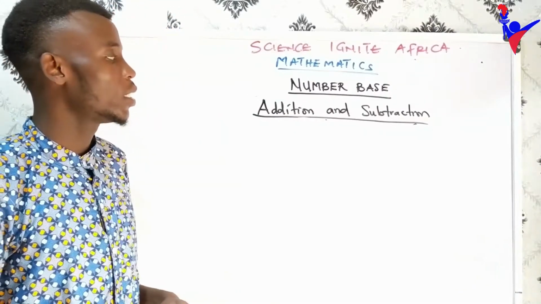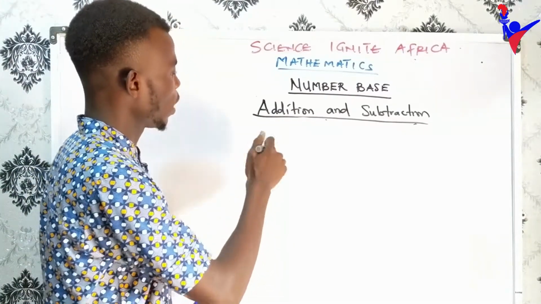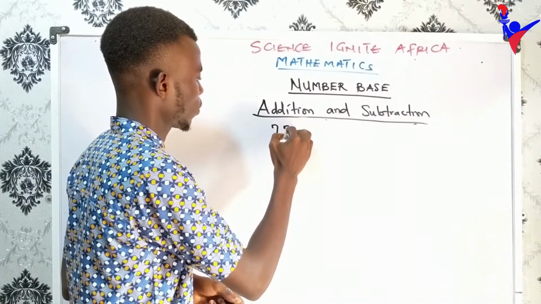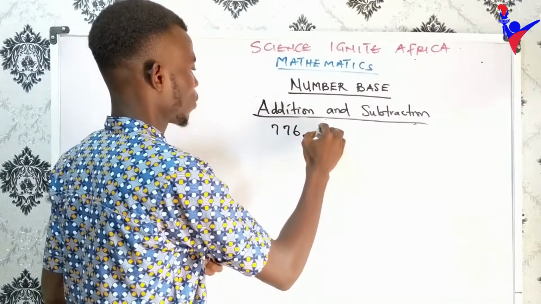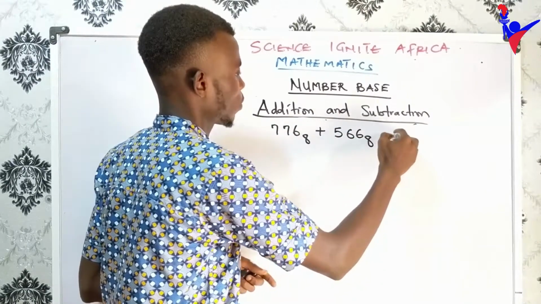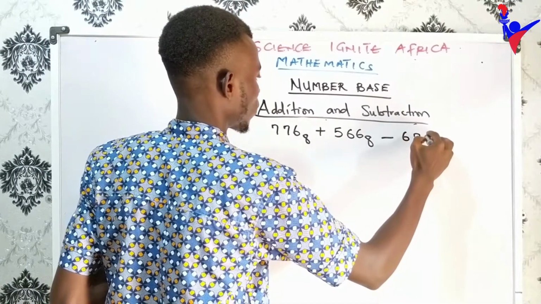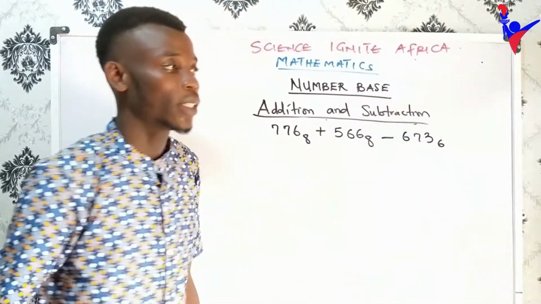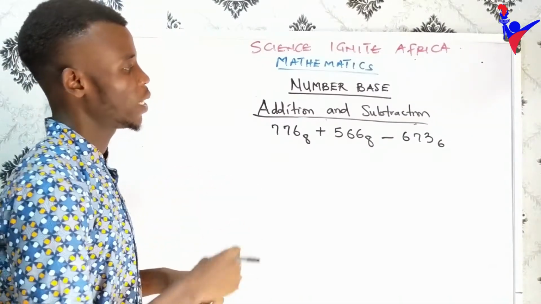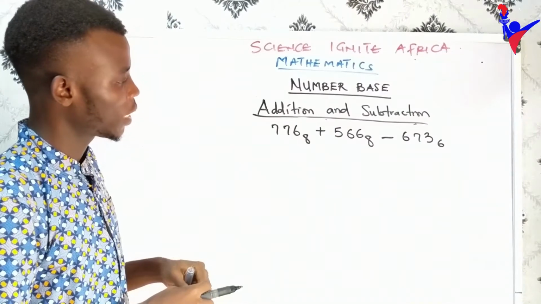Still on subtraction of numbers in number base. Alright, so let's proceed. So let's deal with a number like this. We have 776 base 8 plus 566 base 8 minus 673 base 6. There are two ways you can decide to solve this.